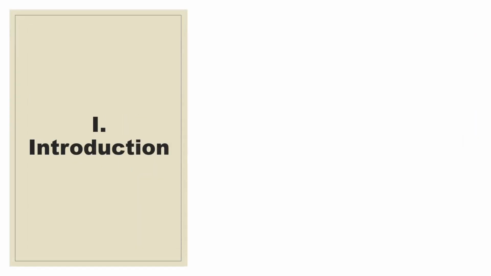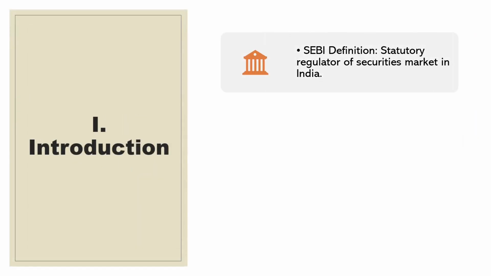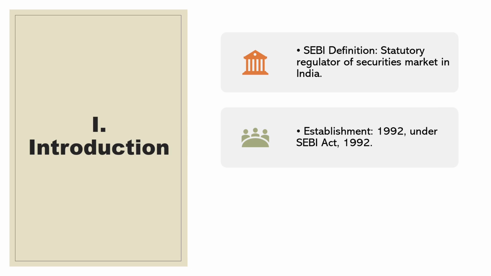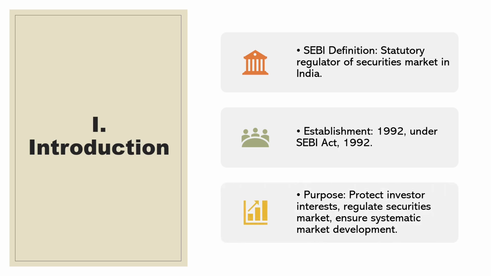The Securities and Exchange Board of India is the primary regulatory authority overseeing the securities market in India. Established in 1992 under the SEBI Act 1992, it was constituted to safeguard the interests of investors, promote and regulate the securities market, and ensure its systematic development. SEBI emerged in response to the malpractices in the securities market during the late 1980s and early 1990s, including insider trading and stock price manipulations which undermined investor confidence.